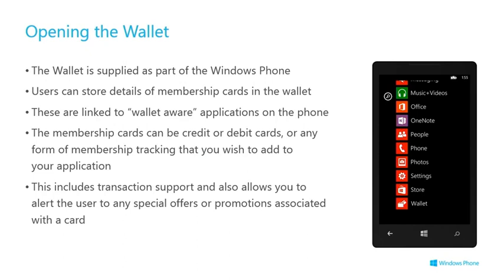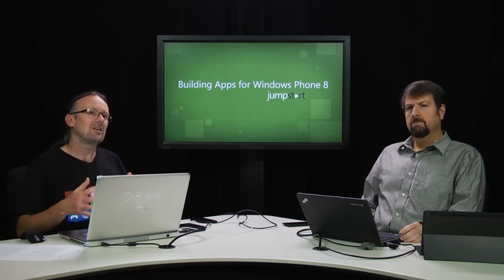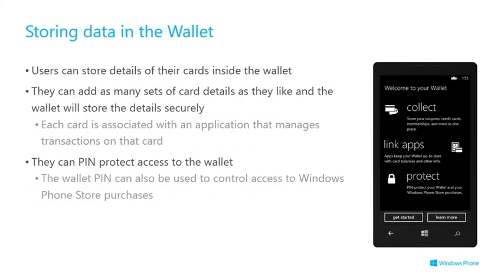It's important to realize that once you enter a card into the wallet, the wallet itself is just a repository. It's a place to put these things. It's a hub on the phone where you can go and see all these things. The cards themselves are not going to auto-magically update themselves. That's what your app does. The app is linked to the card, and it's the app that makes the card come alive. Absolutely. So this is the screen you see when you first launch the wallet app, and that's where you can enter the details of cards inside the wallet. Each card is associated with an application that manages those transactions.